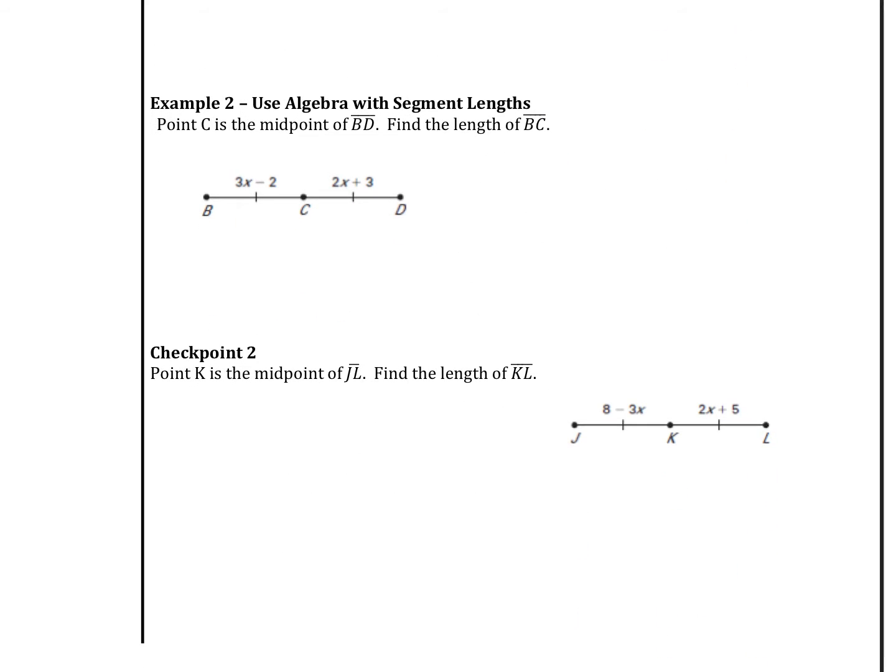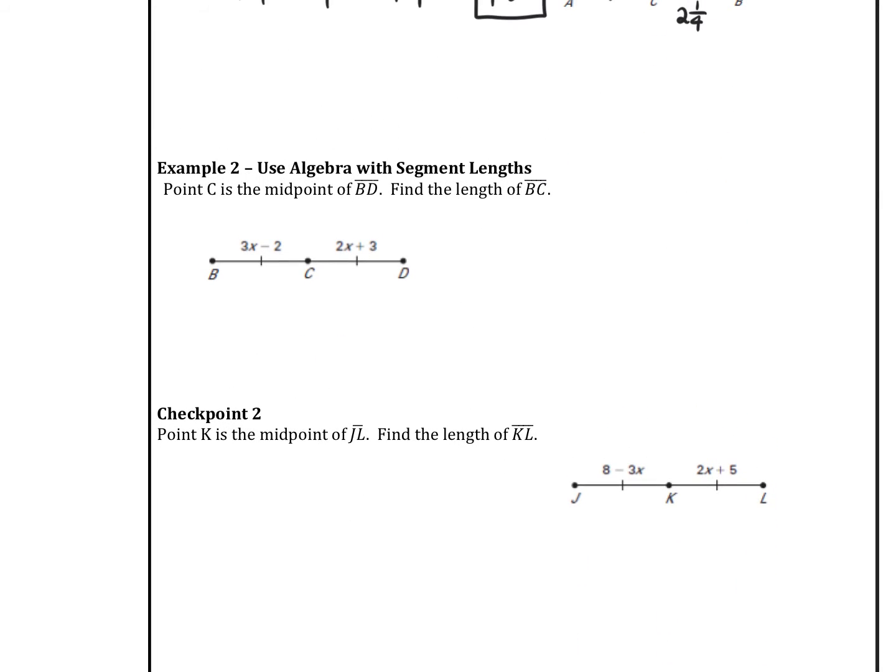Okay, now, these next couple problems are very similar to what we were doing before in 1.2, but it's a little bit different because we know that there's a midpoint here, okay? So let's think this through a little bit. All right, so this point C is the midpoint of segment BD. Find the length of BC. So we're looking for BC. We know that, what do these tick marks mean? BC is congruent to what?